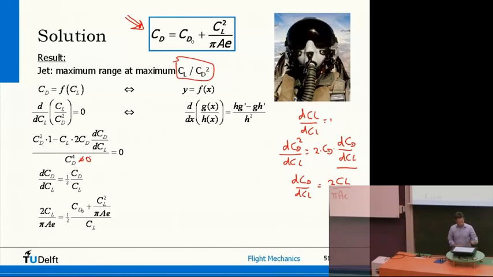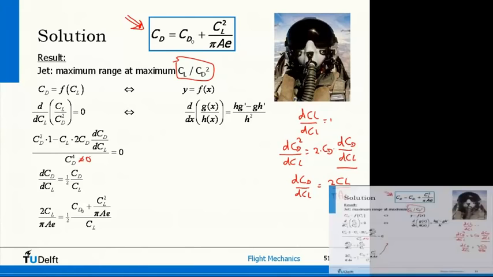Only difference now is if I work this out, I basically get 4 CL squared over pi AE is CD0 plus CL squared over pi AE. So 3 CL squared over pi AE is CD0.